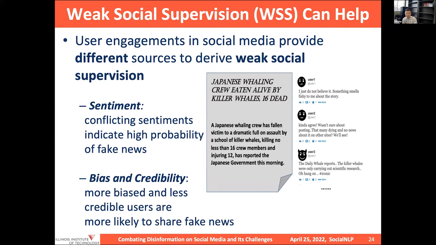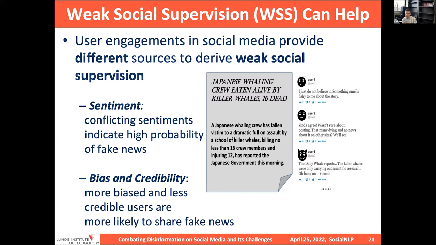Regarding the fake news on the left, saying Japanese whaling crew eaten alive by killer whales, 16 dead. So this is a piece of fake news. As you can see on the right side, we have different users providing different comments, right? For example, the first comment saying I just don't believe it expresses a kind of negative sentiment to this news. And the second one saying can't agree indicates a positive sentiment, okay?